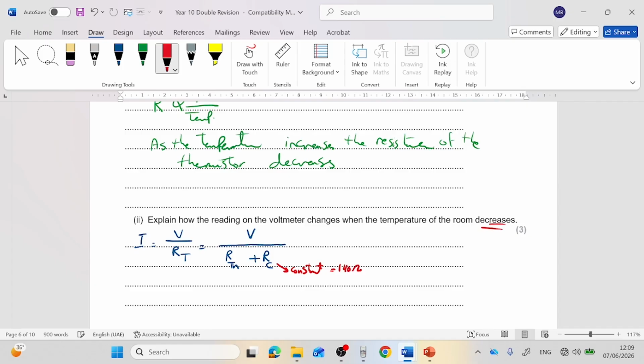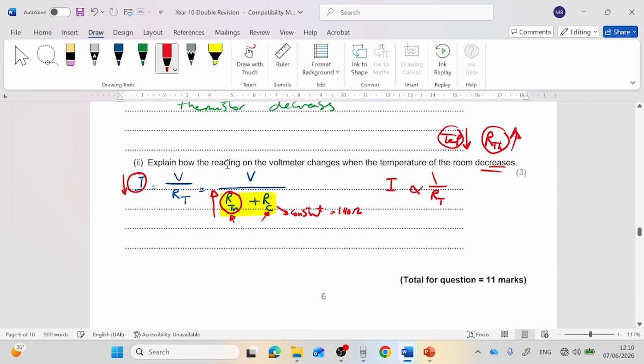And you are saying that the temperature of the room decreases. We said that as the temperature of the room decreases, the resistance of the thermistor increases because they are inversely proportional. So this means that this part will increase. So this means that the denominator will increase. So this means that the value of the total current will decrease because, as you can see, I is inversely proportional with the total resistance. Part of the total resistance is constant, but the other part will increase. So the total resistance will increase, right? Perfect.